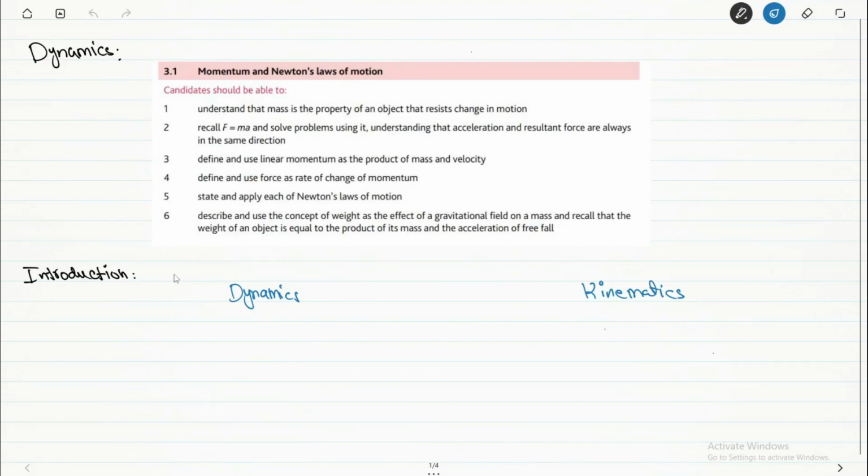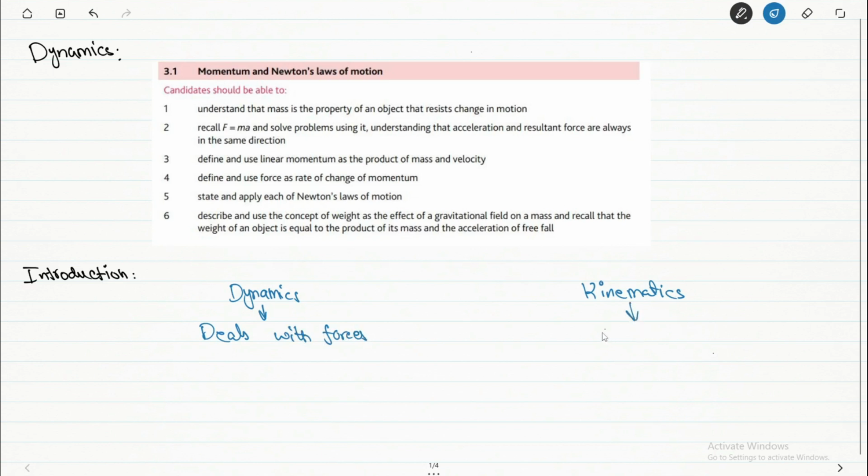Hi again. So now on to our third chapter, which is dynamics. In the start, I'm just going to give you a brief overview of what dynamics is and how kinematics and dynamics are related. Dynamics is basically the branch of motion that deals with forces, right? This is the simplest definition. You'll be dealing with forces here.